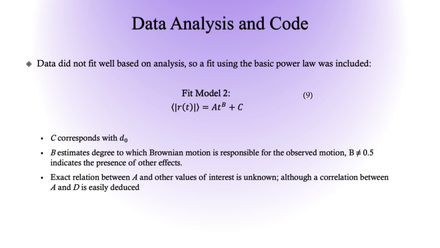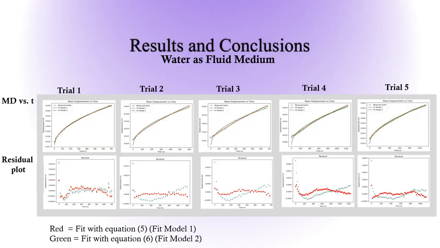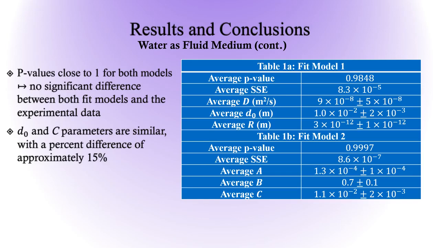Now shown are the fits and residuals for all 5 water trials. As you can see, the power law invariably fits better than the adjusted Brownian motion displacement equation, with smaller, more random residuals. As discussed later, we believe this is due to the presence of other interactions overpowering the observable effects of Brownian motion. Because the p-values for both models are close to 1, both models are considered to be good fits to the data. However, for this medium, the sum of squared errors is approximately 2 orders of magnitude smaller for the second model, again indicating that the second model is much better than the first.